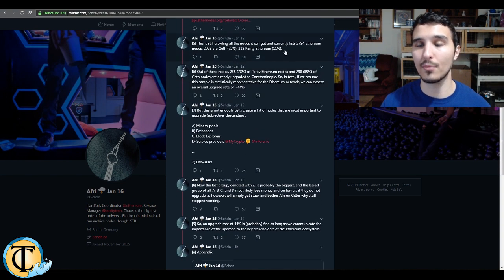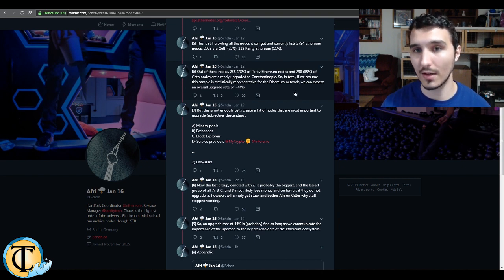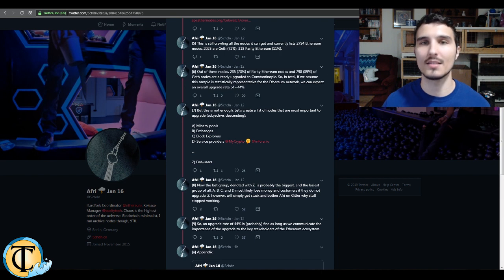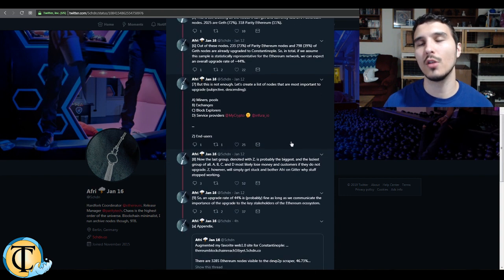A little bit of math here to break down that of the 2,794 ETH nodes, 2,025 are ETH, 72%, 318 are Parity Ethereum, 11%. Out of these nodes, 73% of Parity nodes and 798 or 39% of ETH nodes are already upgraded. So essentially the big takeaway from this is by breaking it down and actually examining what these subsets of nodes are, realistically, the ETH nodes that are doing the mining, doing the work on the network, the upgrade rate is around 44%. And that's, interestingly enough, still below 51%.